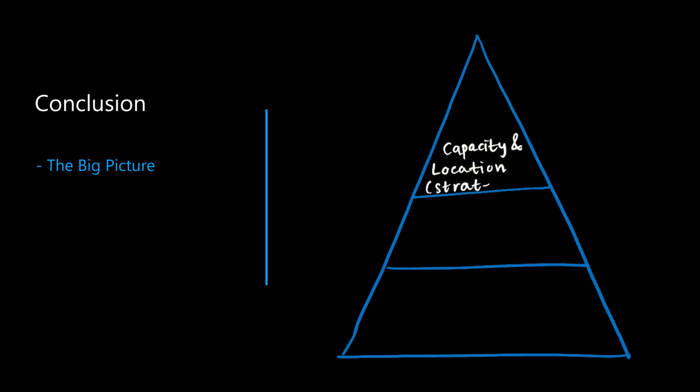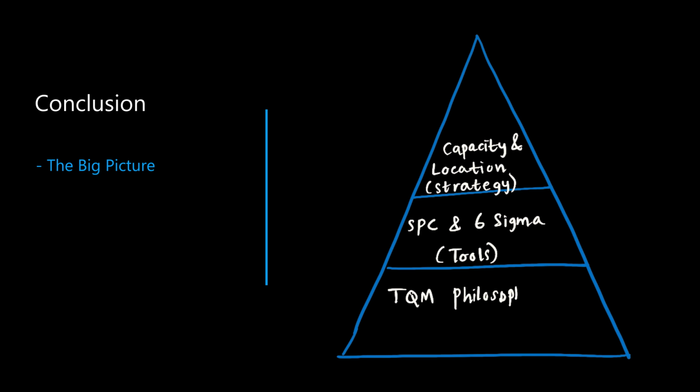The middle layer of the pyramid is the toolkit of statistical process control. This is where the philosophy becomes action. It's the control charts, the process capability analysis, and the Six Sigma methods that allow us to measure, control, and improve our processes with data-driven precision. And at the very peak of the pyramid are the high-stakes strategic decisions like capacity planning and facility location. These decisions can only be made effectively because they rest upon the strong foundation of a quality philosophy and the solid, data-informed processes beneath them.